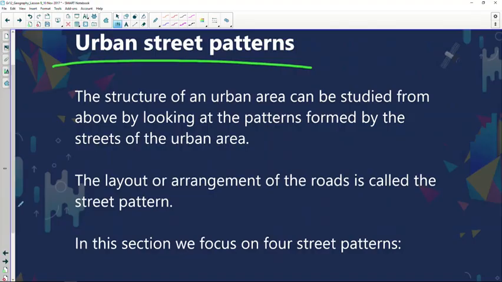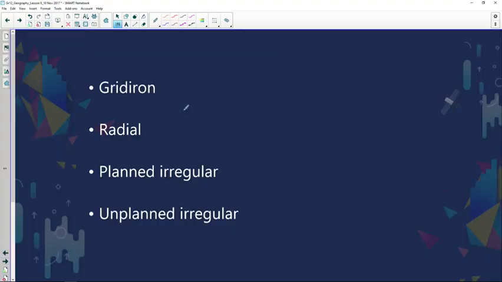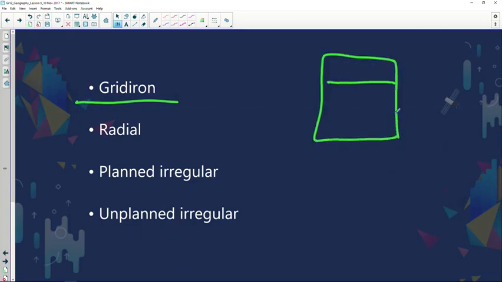Now, the layout, how the roads look. The street patterns are how the roads basically look. Now, keep in mind, this is from a topographical point of view, from above. Now, our first one that we're going to have a look at is gridiron. Now, it's very simple. It looks literally like a gridiron. Now, you will see that most of South Africa's massive cities' CBDs have gridiron patterns.